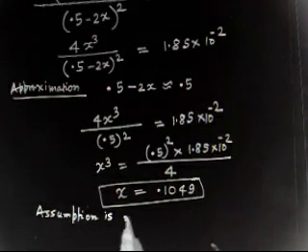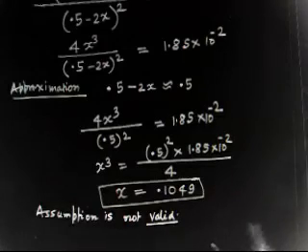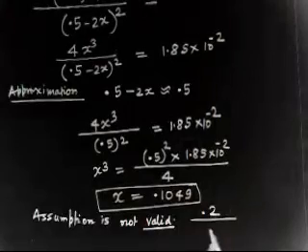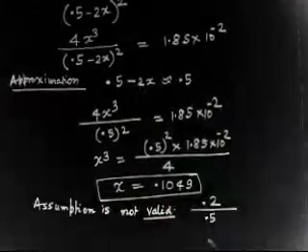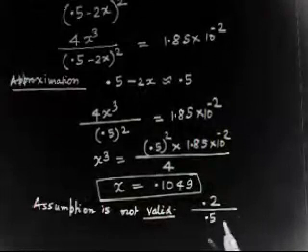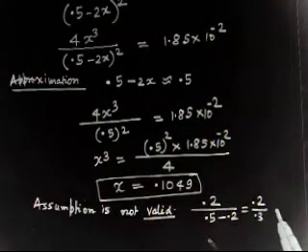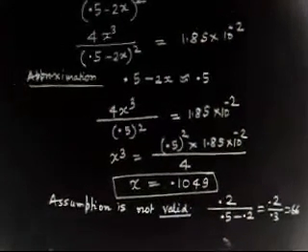If you want, you can find what the error is. 0.1 into 2, so 0.2 is the error, divided by the actual value, 0.5 minus 2X, which is 0.5 minus 0.2. So this is 0.2 by 0.3. This is a very great error: around 0.66, and if I convert it to percentage, a 66% error. So this is a large error, that's why the assumption is not valid.